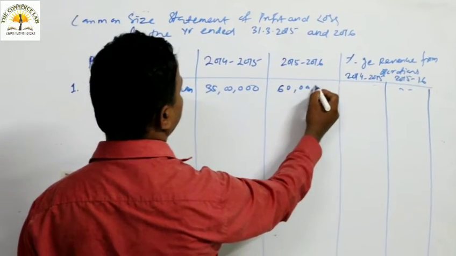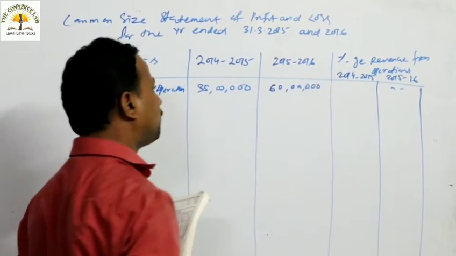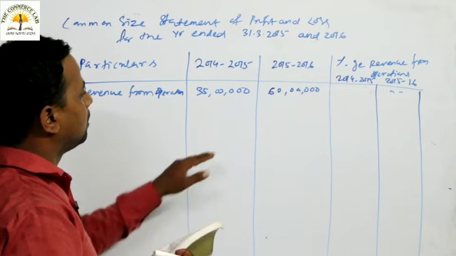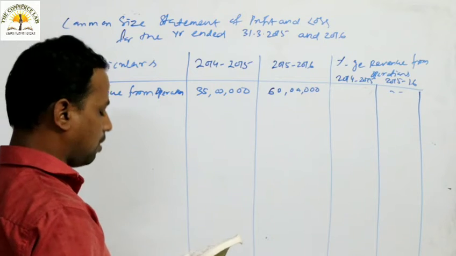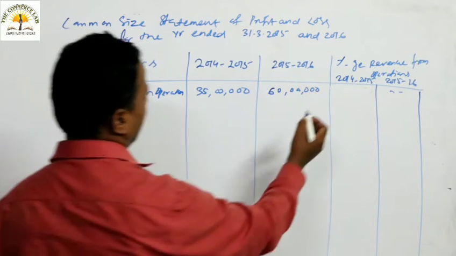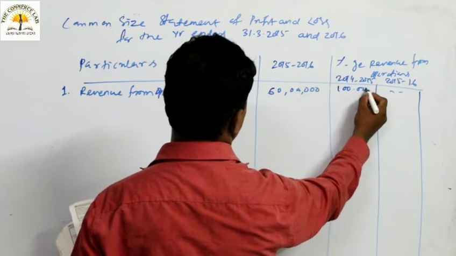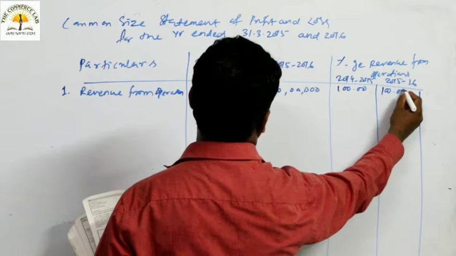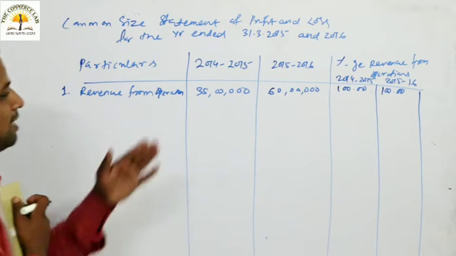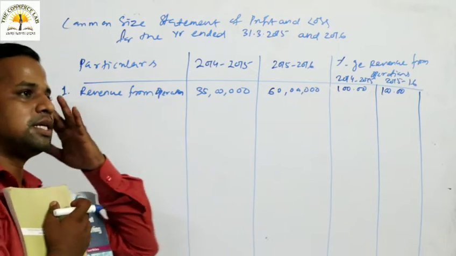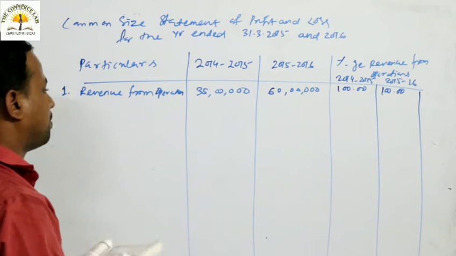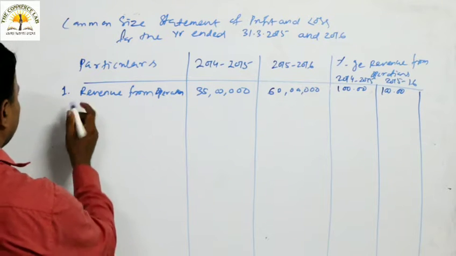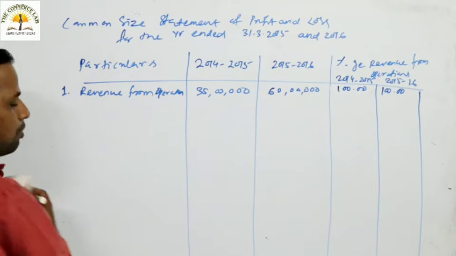So 60 lakh, what are the absolute values or absolute figures you have to mention on this particular column. In the first two columns, that is the previous year and current year, you put all the values. Always we have to represent the sales from operation, or the revenue from operation, that is from sales directly, as 100%.